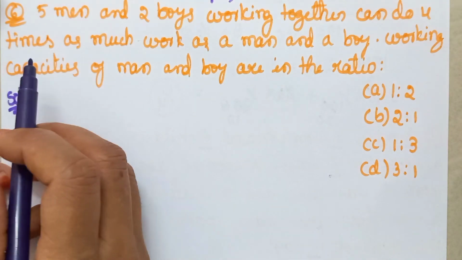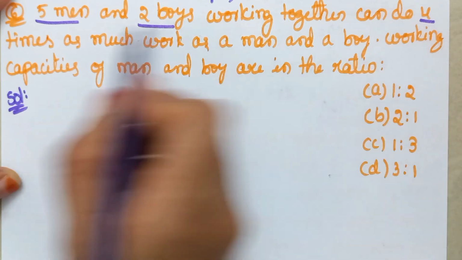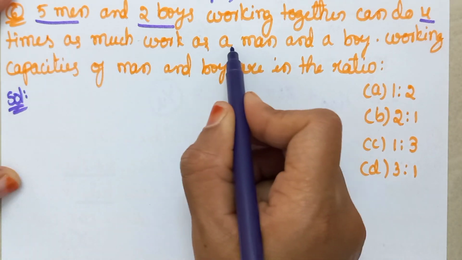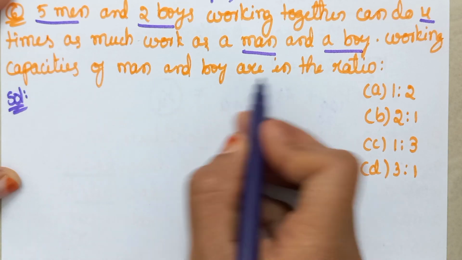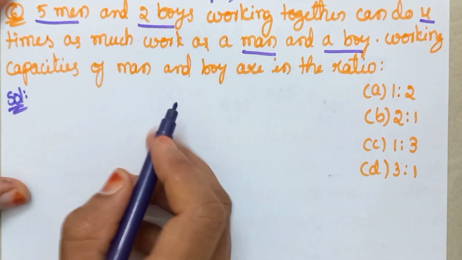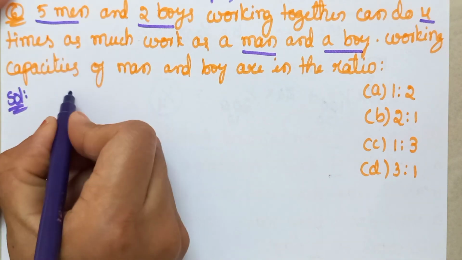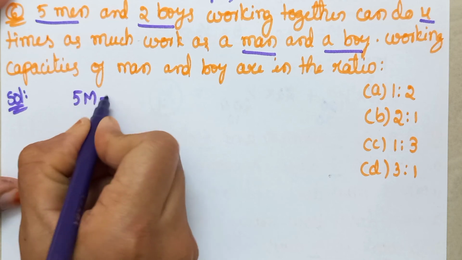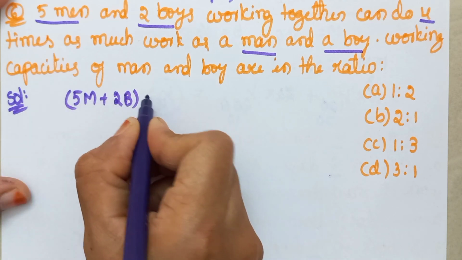Here comes the sixth example: 5 men and 2 boys working together can do 4 times as much work as a man and a boy. So the working capacities of man and boy are in the ratio of dash. That is the question asked. For this type of question we have to find the relationship from the given statement. So 5 men plus 2 boys working together, that means plus, can do how much?